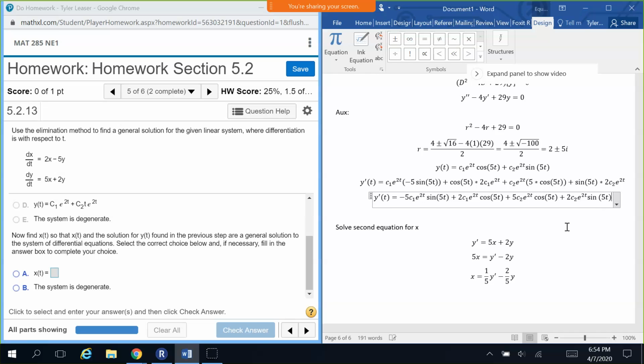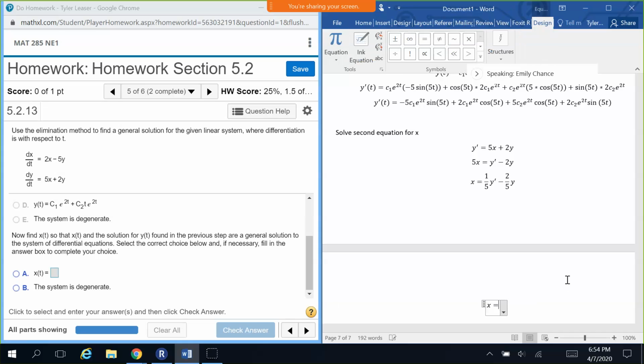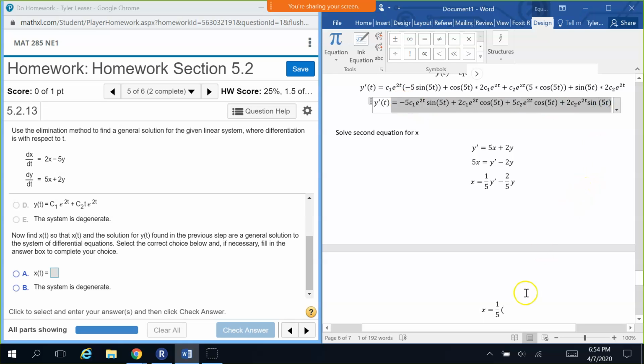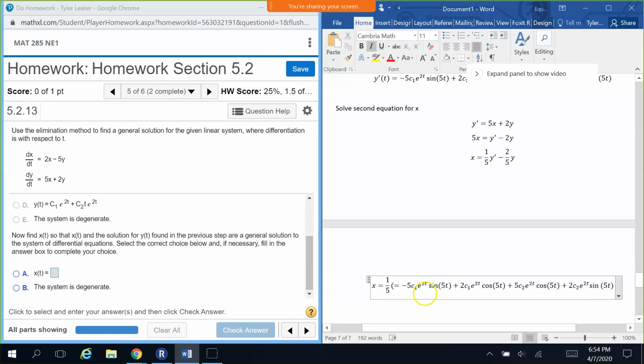Okay. I don't think anything can get combined together here because they're all different stuff. Well, we'll just leave it like that. Okay, so now plugging it in, we're going to get x is equal to 1/5 times this derivative up top. This is one good thing about working in Word. And that's going to be minus 2/5 times the function itself.